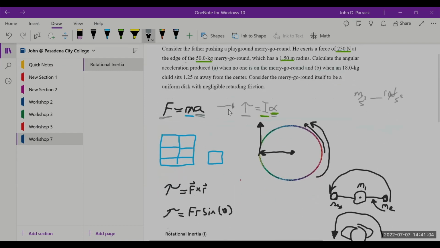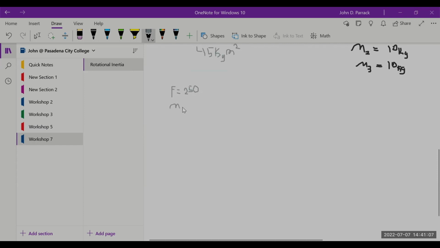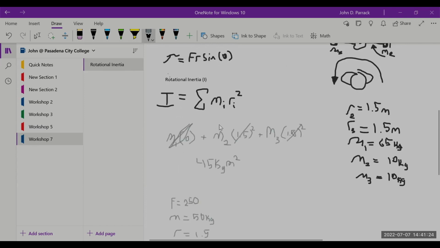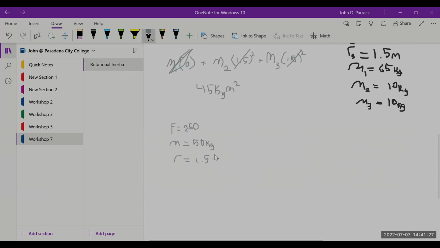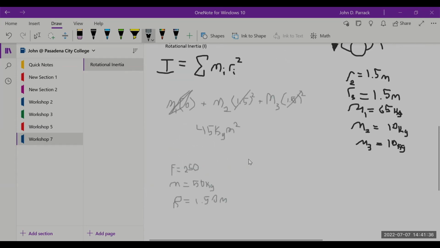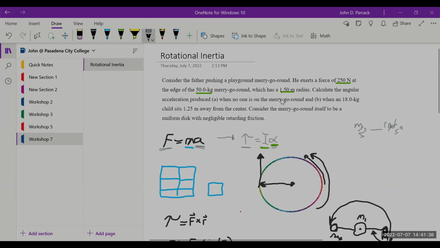So we have a 250 Newton force. We have M equal to 50 kilograms. We have R is equal to 1.5 meters. Is that right? Yes, it was 1.50 meters. So let me call this big R because it's going to be the radius of the whole merry-go-round. We're not curious about this child yet. We first just want to look at when no one is on the merry-go-round.